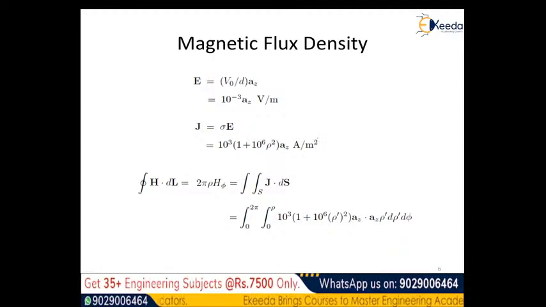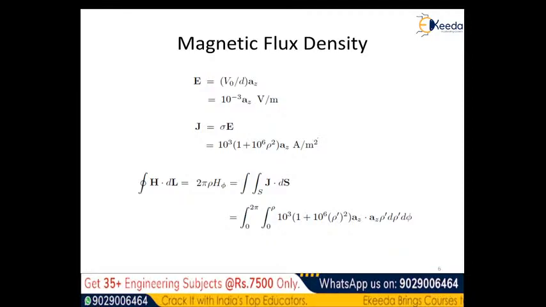0 to rho is the radial direction here. So this is the cross section. The surface area is in the horizontal plane here, a circular disc. Both the dimensions we have considered, and this integration is over the dot multiplication of 10 to the power 3 into 1 plus 10 to the power 6 into rho dash square az, with that of az multiplied to rho dash d rho dash and d phi here.